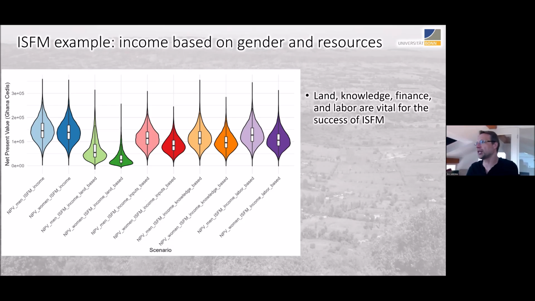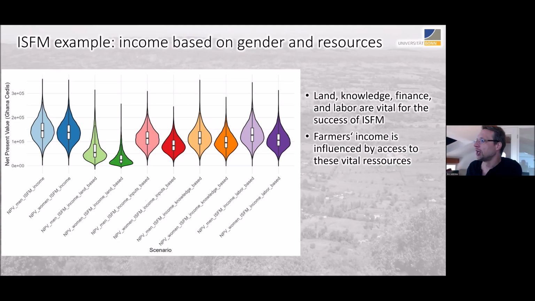But I do find that land, knowledge, finances and labor are vital for the success of ISFM. And farmers' income is influenced by access to all of these resources. And we do find that complete ISFM is profitable, but it's not necessarily equitable. And maybe we need some additional interventions that actually make sure that everybody benefits, including those groups that usually wouldn't.